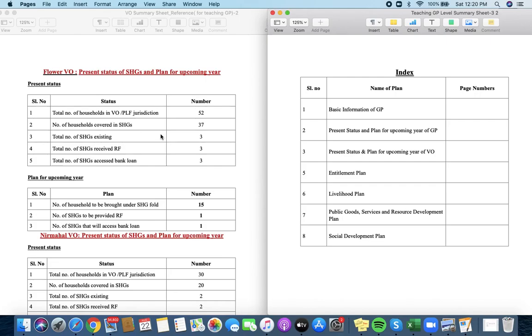Good morning, everyone. Today we will learn how to do the GP level consolidation for the formats which we had consolidated at the VO level.